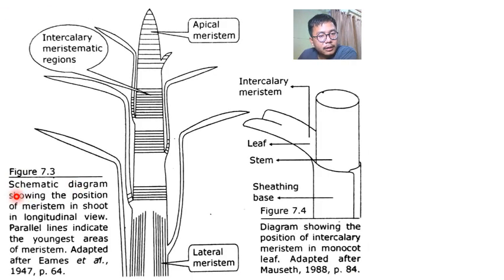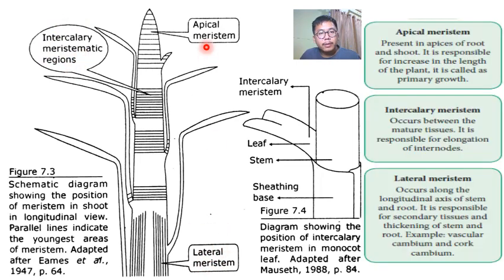This picture is a schematic diagram showing the position of meristem in shoot in longitudinal view, and the parallel lines indicate the youngest area of meristem. Keep in mind that shoot meristem is of three types: apical meristem, intercalary meristematic region, and lateral meristem. Apical meristem is present in the apex of roots and shoot, and it is responsible for the increase in the length of the plant, and it is called primary growth.